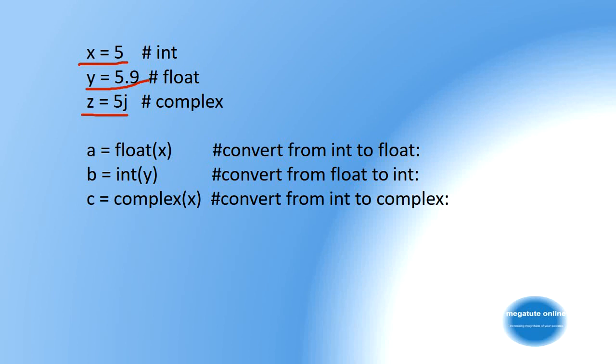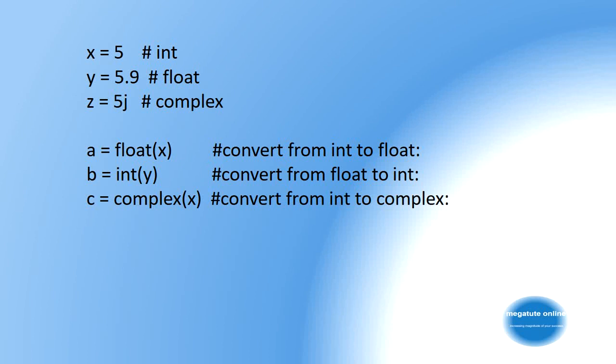Now, if I want to convert this x, which happens to be int, to a float, I can use this function like this. Similarly, if I want to convert from float to int, I can use like this. And for complex, I can use like this. So these functions are used to convert one data type to another or to typecast.